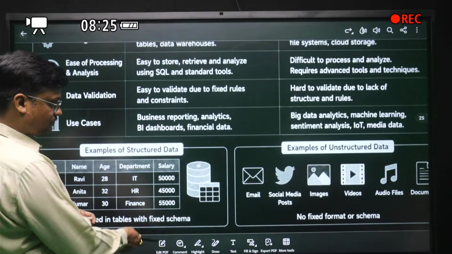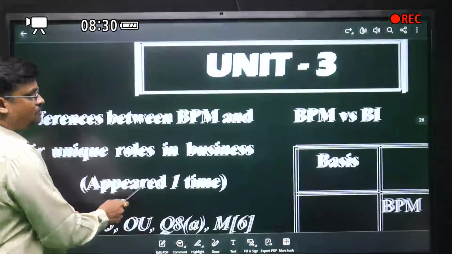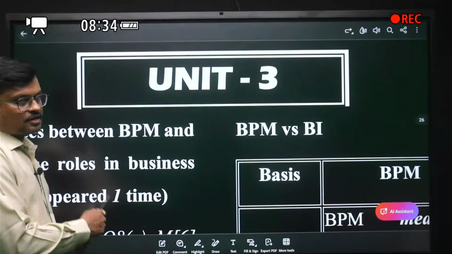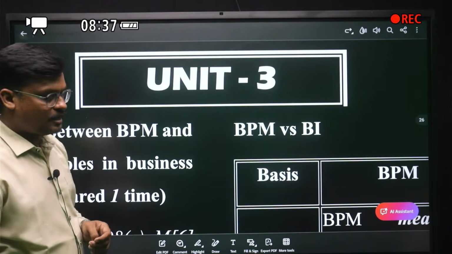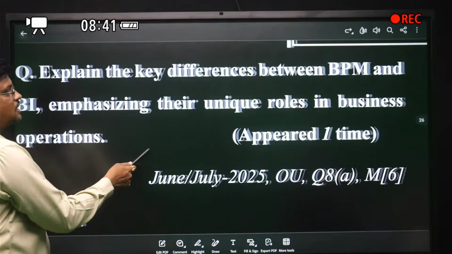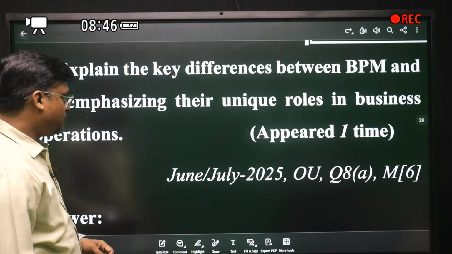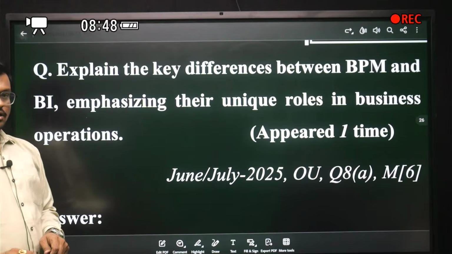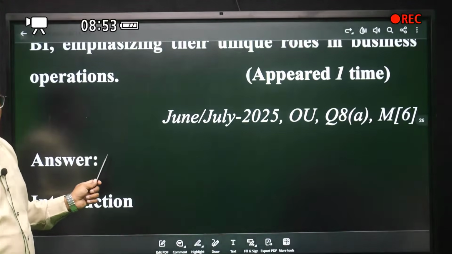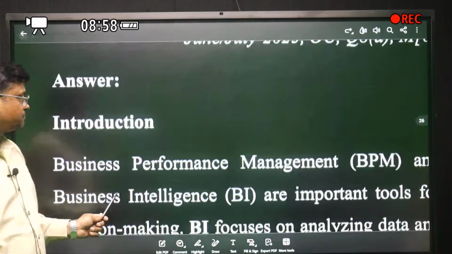Okay. Let us jump into our unit number 3. In unit number 3, we will start with the differences between BPM and BI. What is business process management and what is business intelligence? Explain the key differences between BPM and BI, and also emphasize their unique roles in business operations. This question was asked in the last semester examinations, June and July.